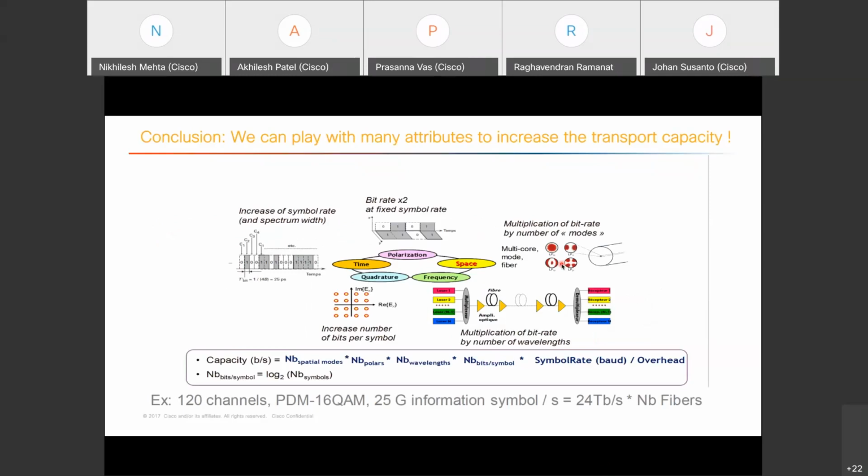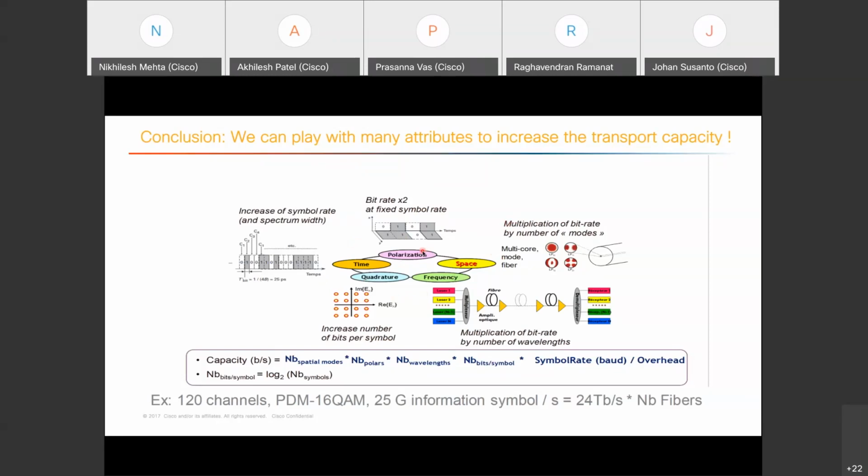So the conclusion here is, we can play with any attribute. We have different options to increase the transport capacity. One thing might depend on the other, but you have multiple options: time division multiplexing, polarization division multiplexing, space division multiplexing, frequency or wavelength division multiplexing, and higher modulation format. You can combine all of them. It's not like you use only one thing, but you use the technology in different ways so that you can achieve higher capacity.